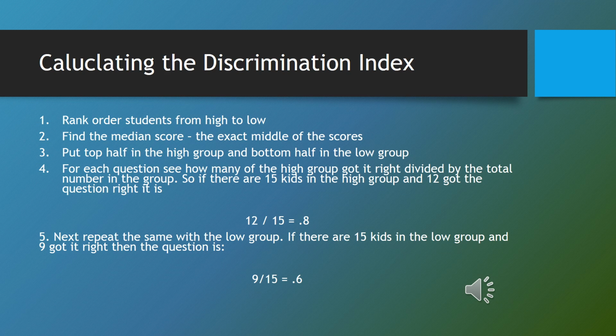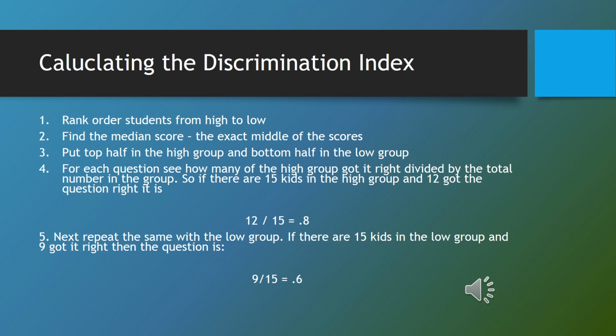So the first thing you do is put the kids' scores in order from high to low. Find the median of that score. That's the score that's right in the middle where half the kids are above and half the kids are below. If you have an even number and you don't know what that number should be, just split it in half. So the kids who scored in the top half, we're going to call those the high group, and the kids who scored in the lower half, we're going to call those the low group.